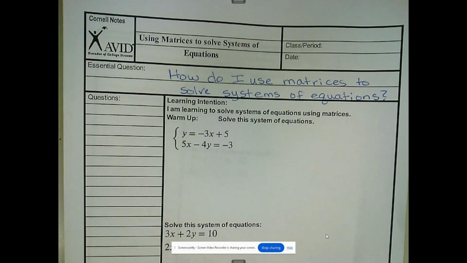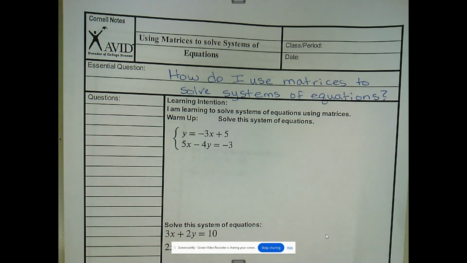Hello class, today we're going to see how to use matrices to solve systems of equations. Our essential question: how do I use matrices to solve systems of equations? Our learning intention: I'm learning to solve systems of equations using matrices. So first we're going to solve a system of equations by hand.